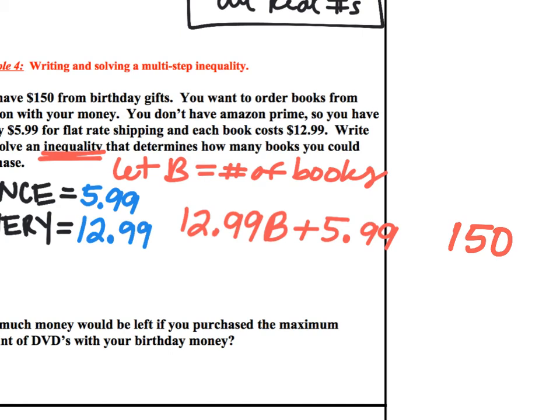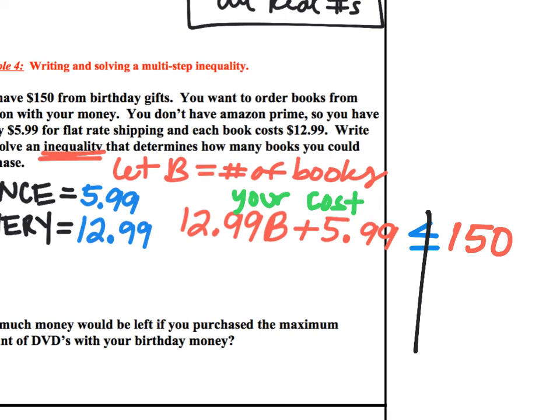This whole expression is your total cost. So your total cost has to be something to 150. Which sign needs to go there? Riley? Less than or equal to. Yeah, it has to be less than or equal to, because you can spend $150, but you can't go over that. So your total cost has to be less than or equal to $150. Let's solve that.